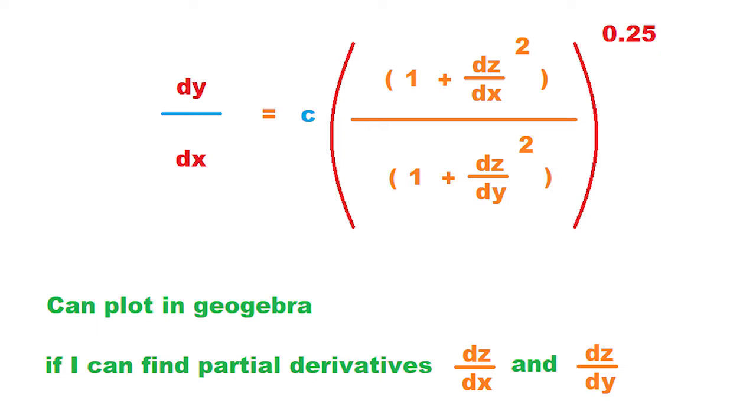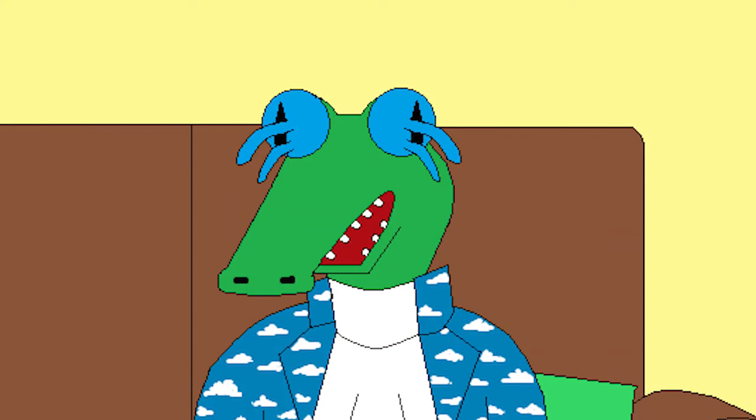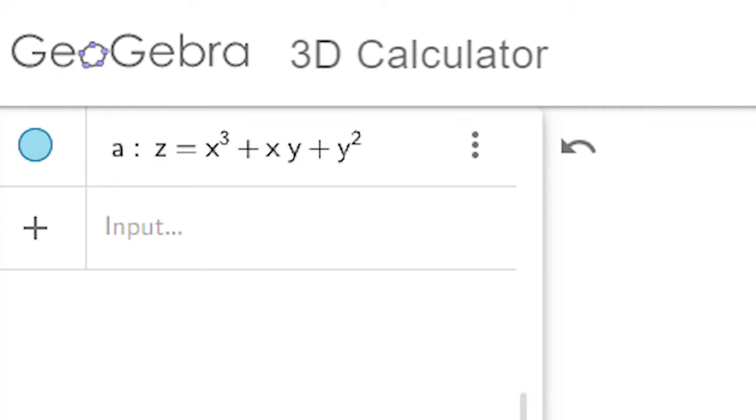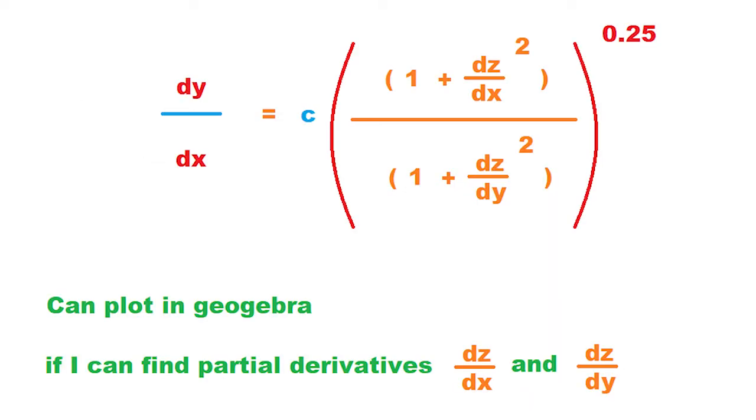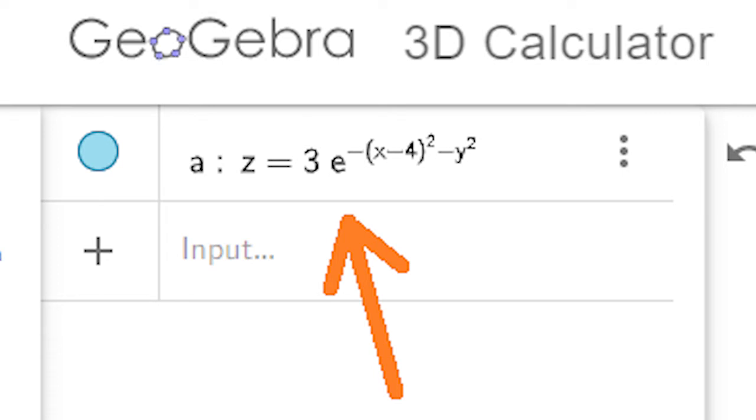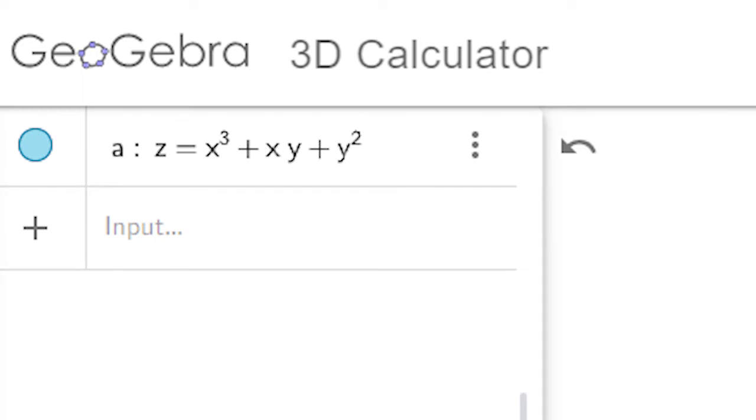Now, the reason I did all of this in the first place was to try to plot a surface in Geogebra 3D Online, and then try to plot this equation that I figured was a geodesic in order to verify its accuracy. So I put in the equation z equals 3 times e to the negative (x minus 4) squared minus y squared. And I picked this particular equation for a good reason, rather than going back to the earlier example of z equals x cubed plus xy plus y squared that I started with.